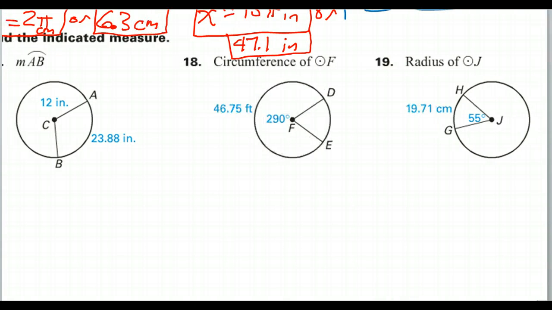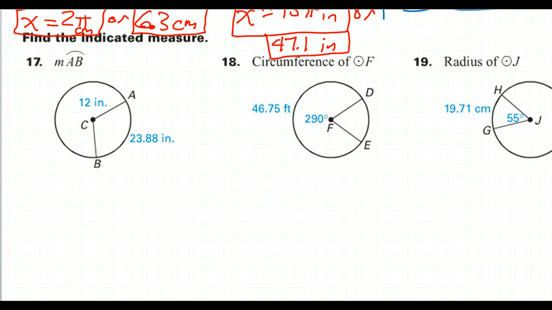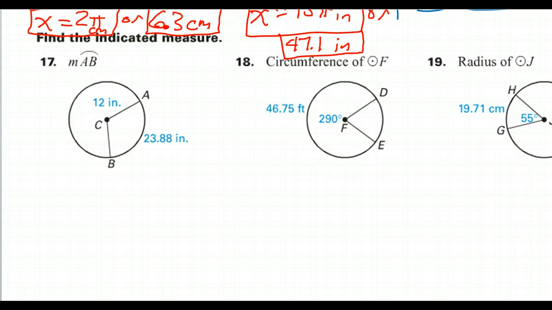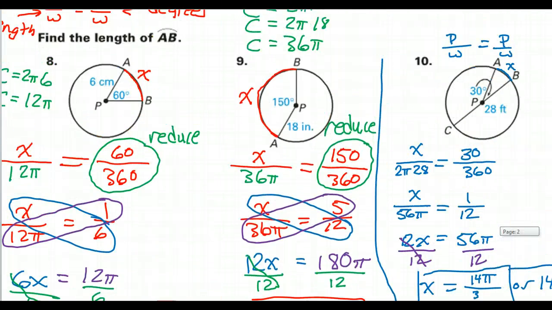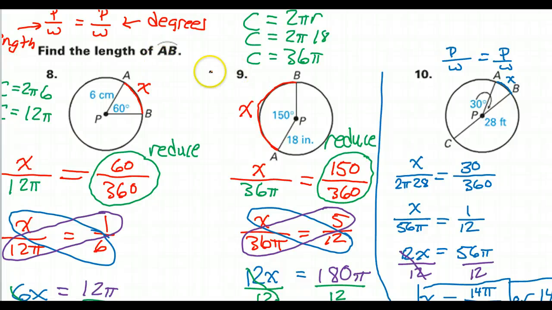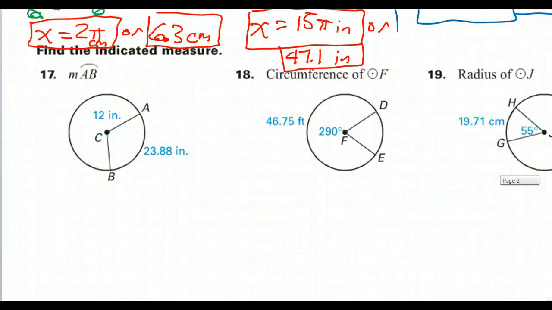Now, these last three are slightly different. We're still going to use part over whole equals part over whole. But in these cases, unlike the last three problems where we were being asked to find the arc length every time, arc length, arc length, arc length, which was always this upper left-hand variable when we do part over whole, for these problems, we're being asked for different things. For this one, we're being asked for the arc measure.